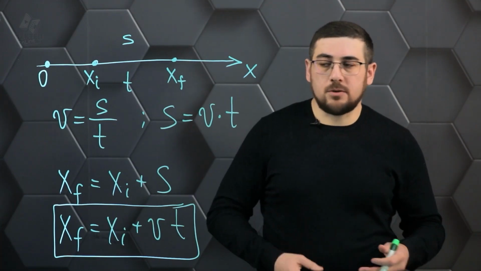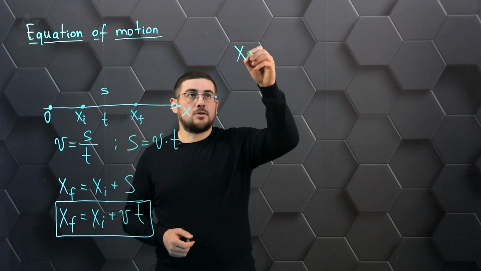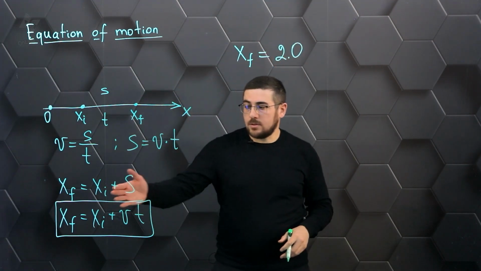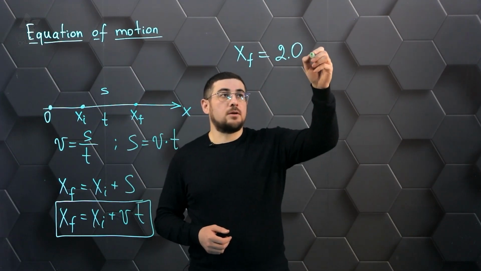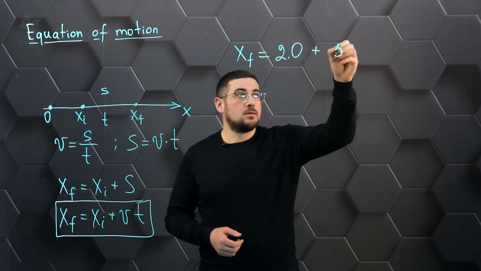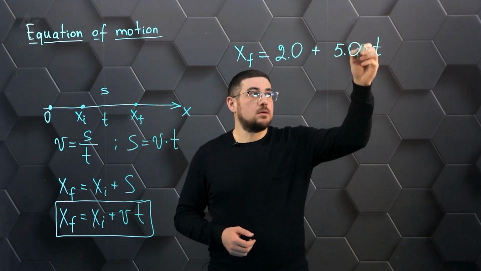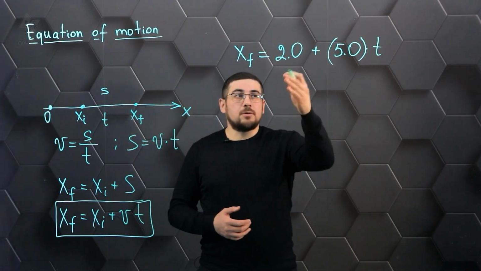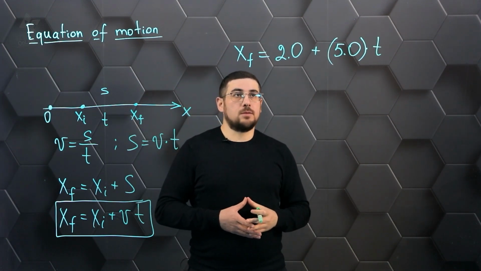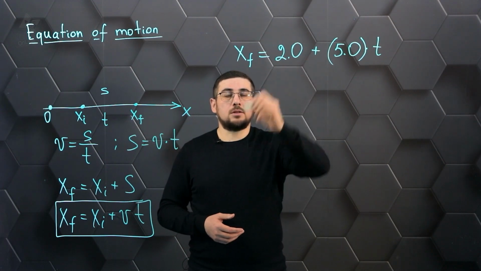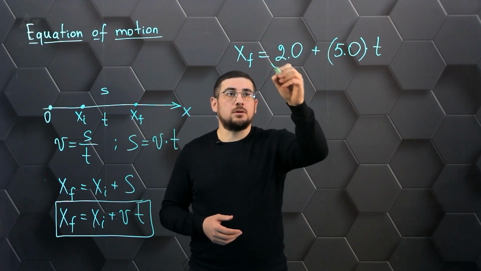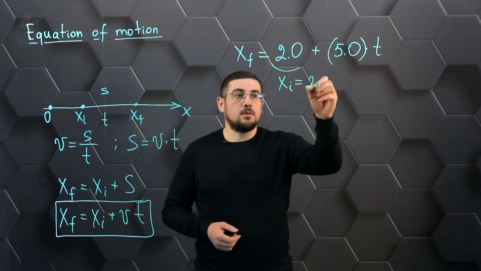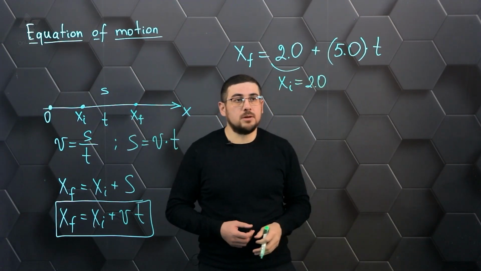So let's take an example of a body and see how this equation works. For example, the position of a body is described by the equation x equals 2 plus 5t. This is how we record it in writing then. What information can we derive from the numbers in this equation? The constant term in this equation represents the initial position of the object. Therefore, we can conclude that the initial coordinate of this body is 2 meters.